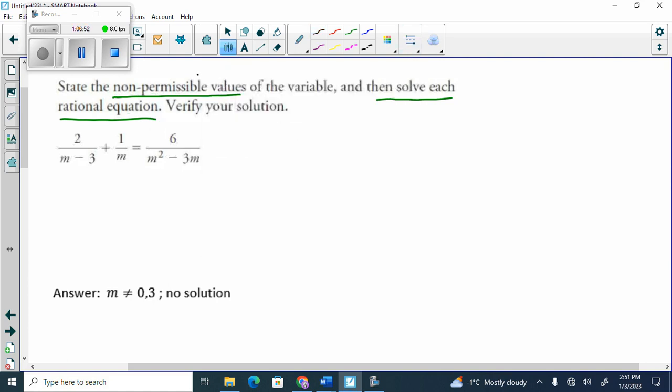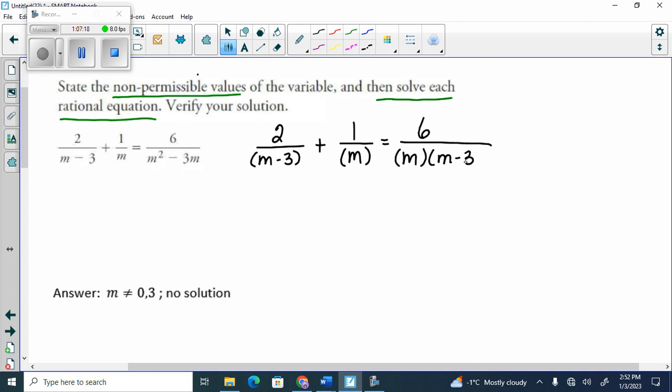So here I have 2 over m minus 3. That's a binomial. Equals 1 over m. That's not an equal sign, that's a plus sign. Come on, grab a mitt, get in the game. Okay, plus 1 over m. Monomial equals 6 over, and I can take an m out, and then I'm left with m minus 3. So this actually has both of them. So it's only the left-hand side that I actually have to make the same. Common denominators. I need to multiply this one by m, and this one by m minus 3.